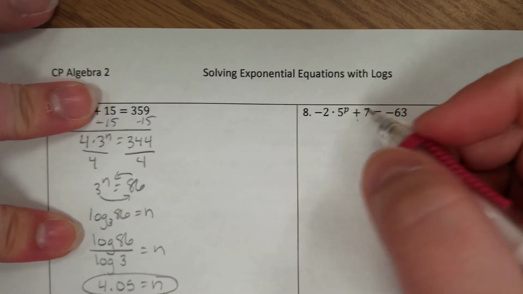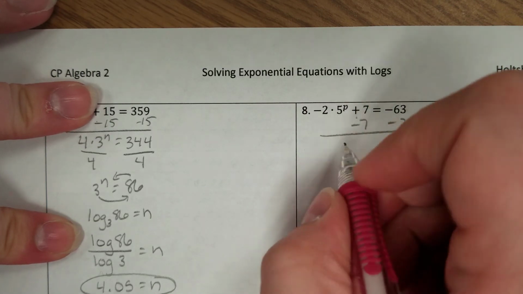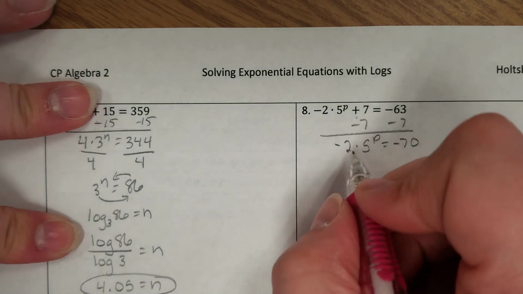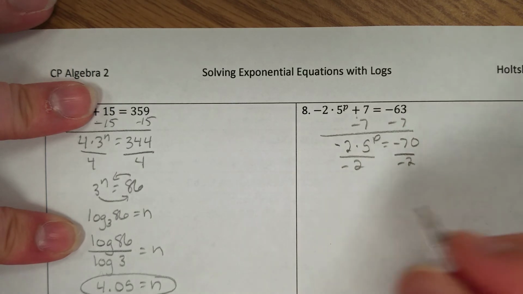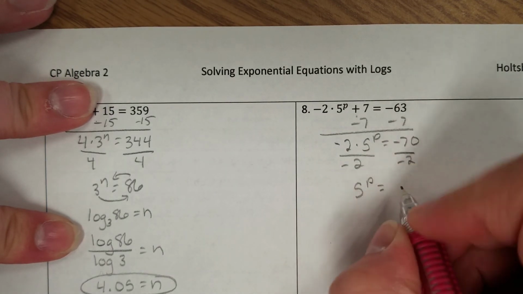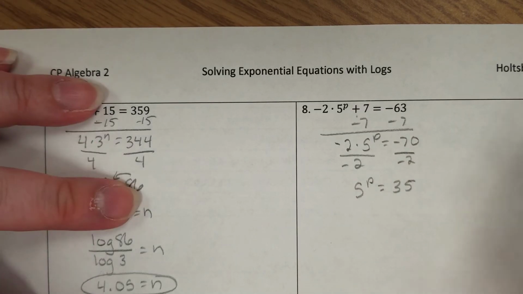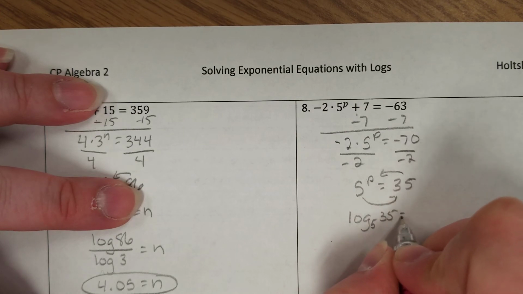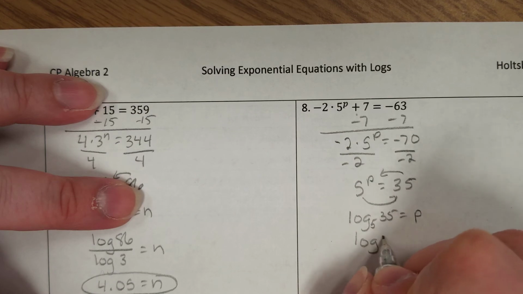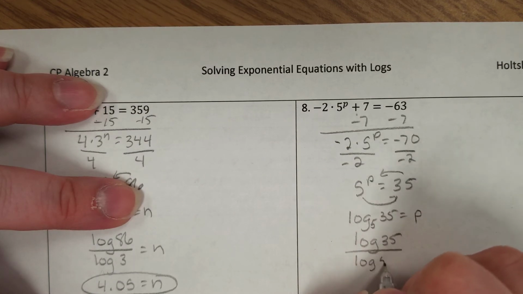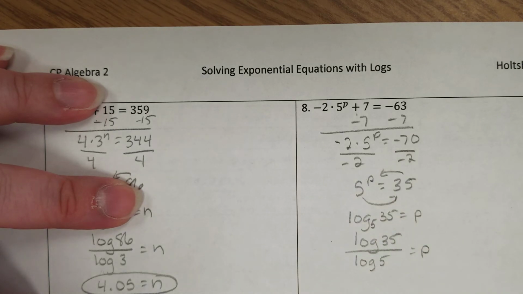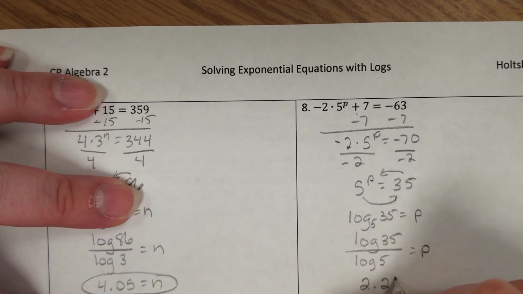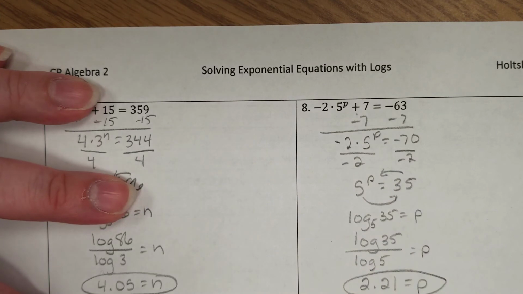Alright, so this one, subtract our 7. So we have negative 2 times 5 to the p equals negative 70. And then divide both sides by negative 2. So we have 5 to the p equals 35. Put it in log form. So we have log base 5 of 35 equals p. And then our change of base. Which is 2.21 equals p. And there's our answer.